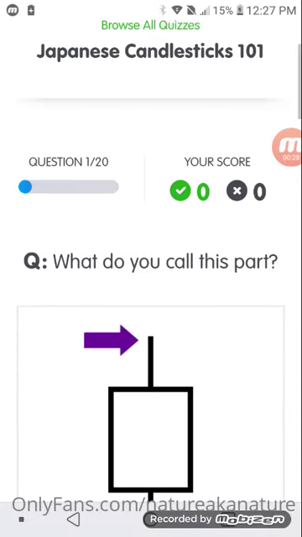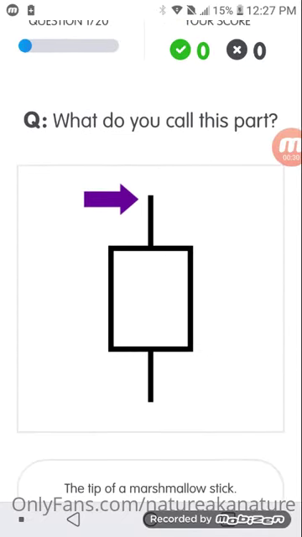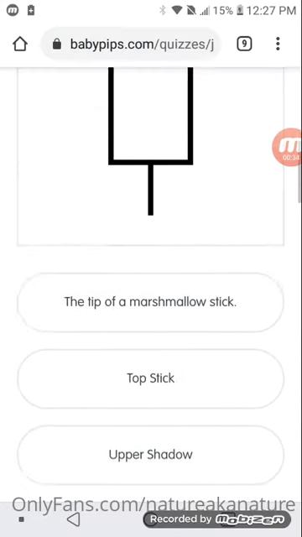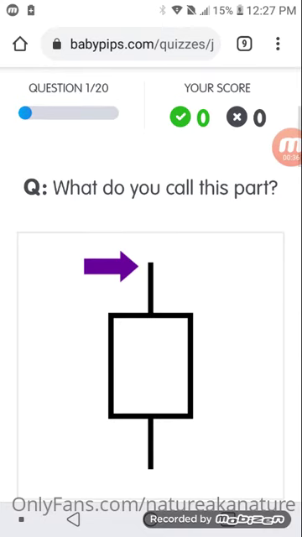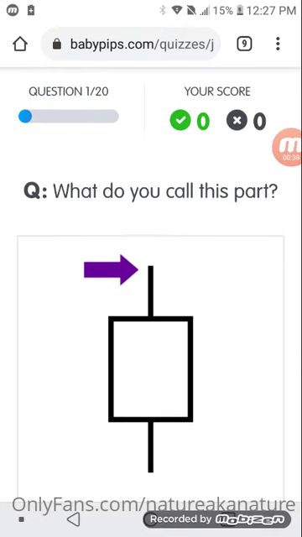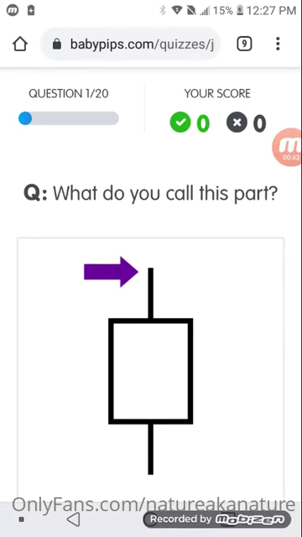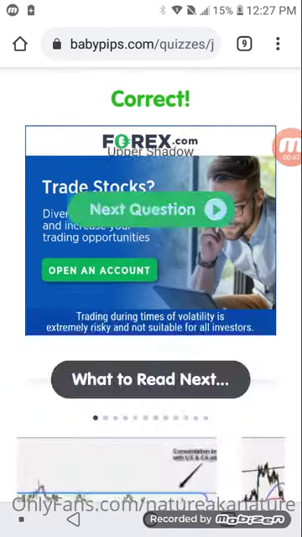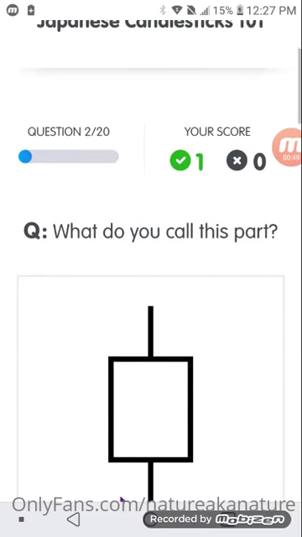So, what do you call this part? Is it called the tip of the marshmallow stick, the top stick, or the upper shadow? Well, we know this is called the upper shadow. The highest point price went to before it went back down and closed is called the upper shadow. Correct.